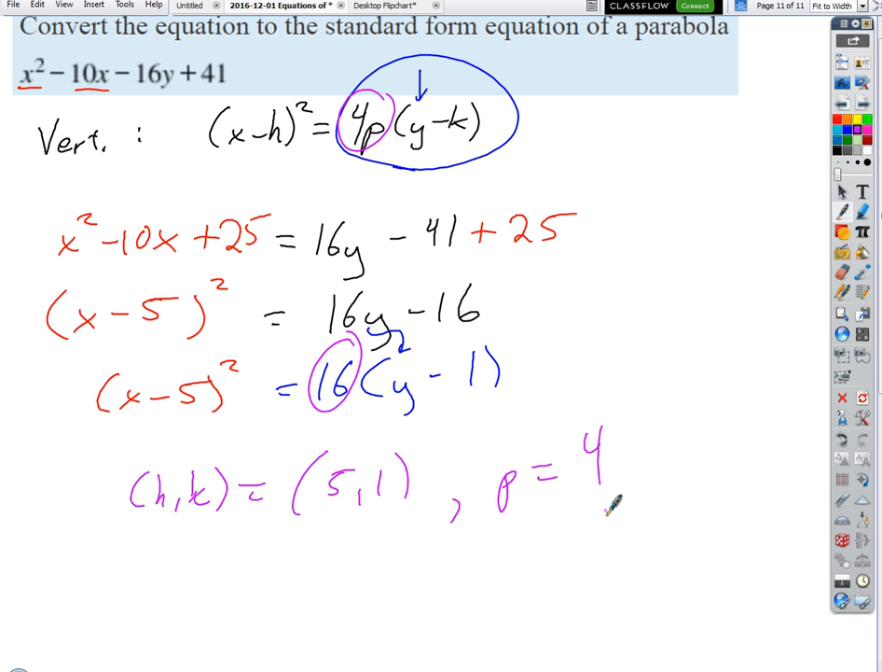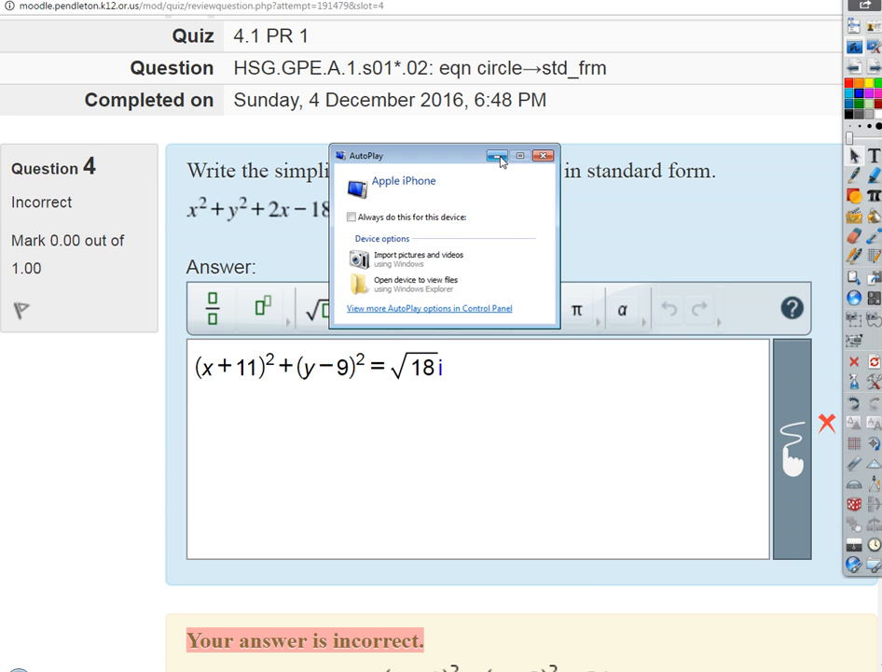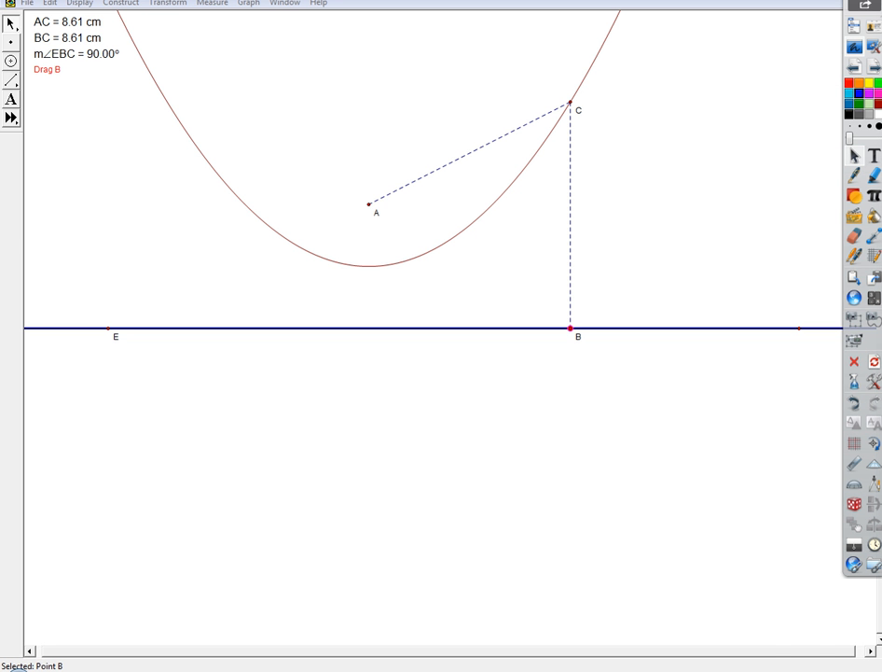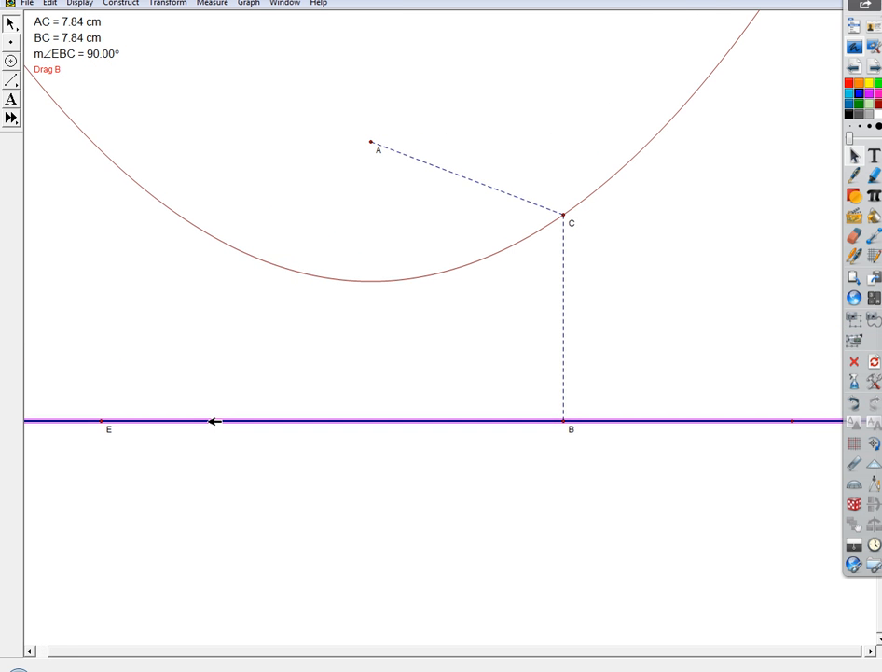This tells us where the vertex is and how far away the vertex is from the focus, which just means that point and that distance. If I change this point a little bit, it's gonna change the parabola, isn't it? And if I change that distance, if I leave the point there, it changes the parabola. But I still get a parabola. That make sense?